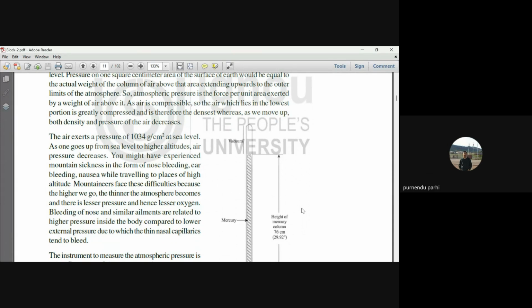The air exerts a pressure of 1034 gram per centimeter square at sea level. As one goes up from the sea level to higher altitude, air pressure decreases. You might have experienced mountain sickness in the form of nose bleeding, ear bleeding, nausea while traveling to places of high altitude. Mountaineers face this difficulty because the higher we go, the thinner the atmosphere becomes and there is lesser pressure and hence lesser oxygen. Bleeding of nose and similar ailment are related to the higher pressure inside the body compared to the lower external pressure, due to which the thin nasal capillaries tend to bleed.